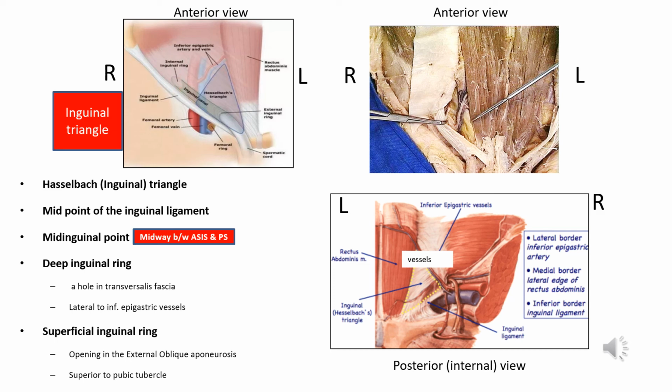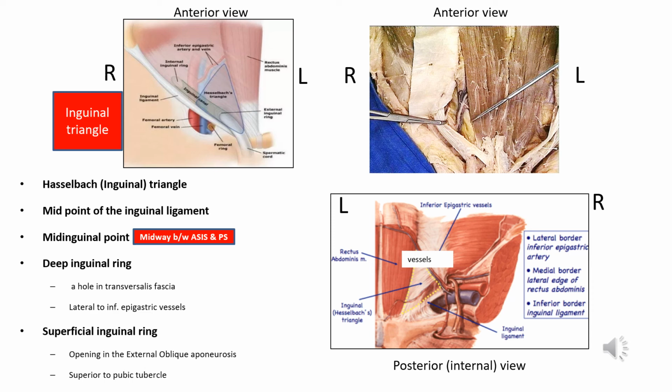The deep inguinal ring is located above the inguinal ligament and lateral to the inferior epigastric vessels, whereas the mid-inguinal point is the point midway between the anterior superior iliac spine and the pubic symphysis. The mid-inguinal point is the landmark for the femoral artery.